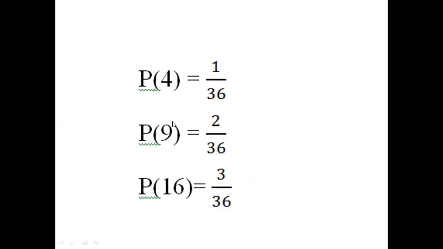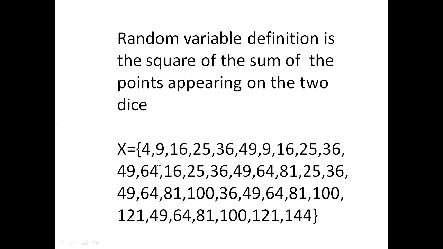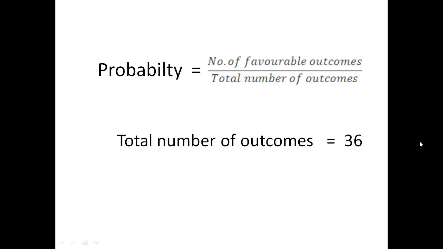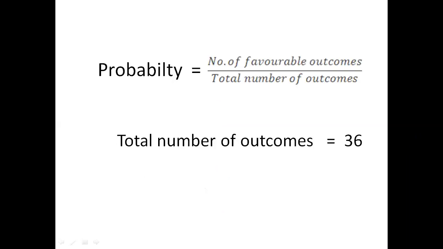For the event 9, the probability of 9 is equal to the number of favorable outcomes, 2, divided by the total number of outcomes, 36. Okay. What is the next element? 16. So 16, how many times is it occurring here? 1, 2, 3. 16 occurs 3 times. So the probability for 16 is the number of favorable outcomes, 3, divided by the total number of outcomes, 36.